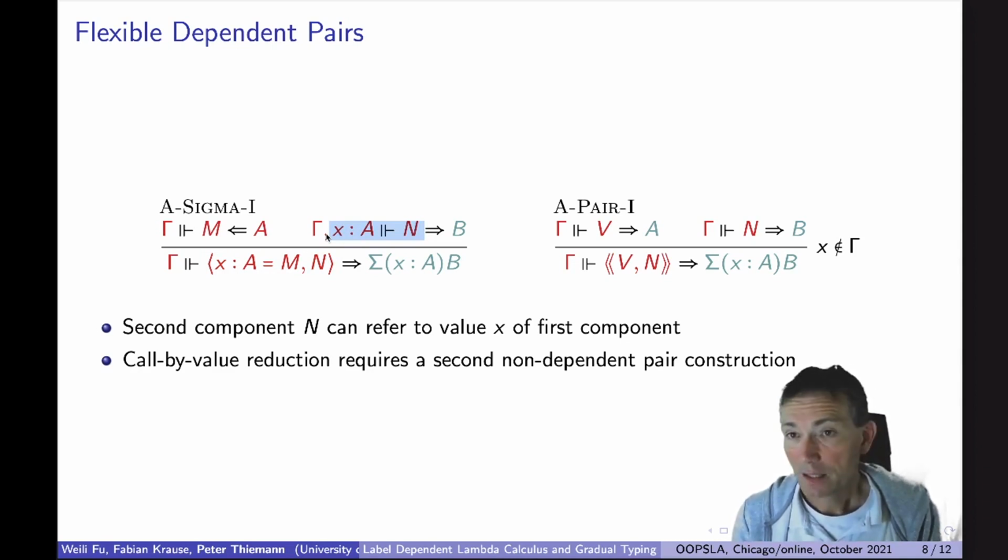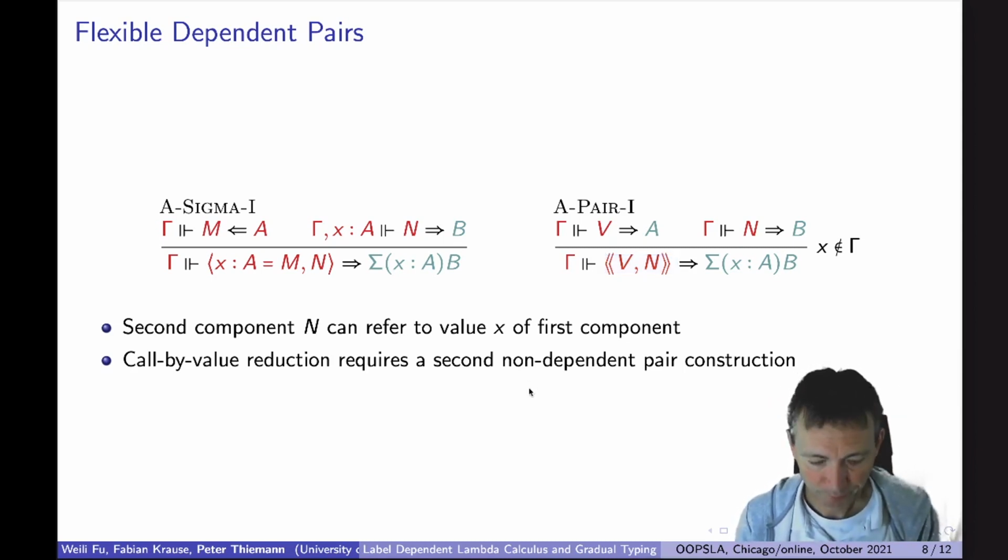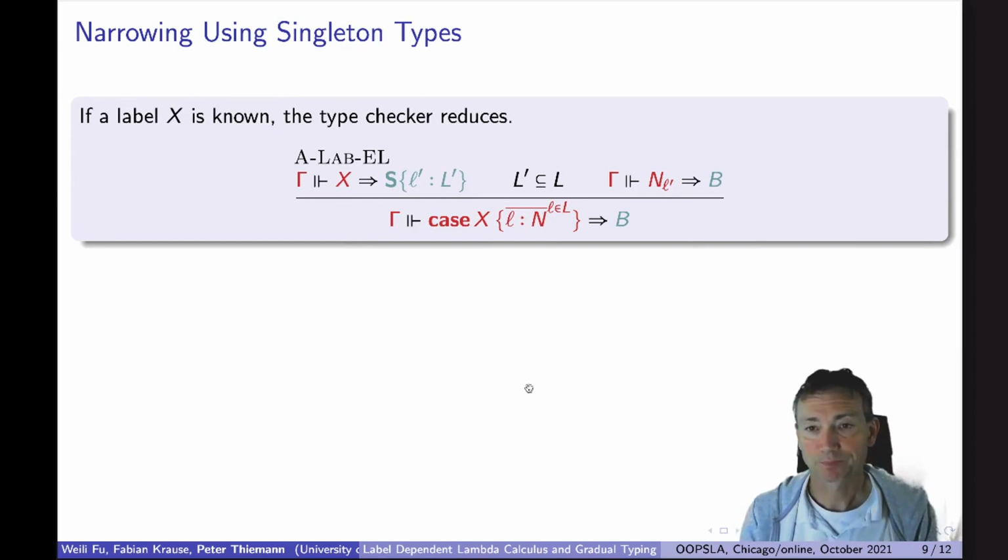Now, as long as you have a call by name semantics, this doesn't lead to any problems operationally. But in call by value, you get stuck when you want to prove a subject reduction. So one way out of that is to introduce a second non-dependent pair construction, which you see here. Essentially there's a reduction that transforms the value of this type to that type at the point where it's appropriate. So see the paper for that.